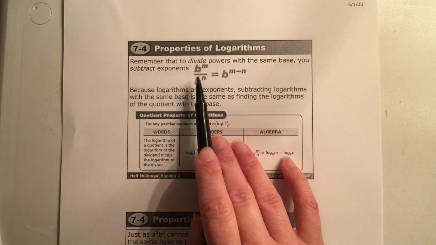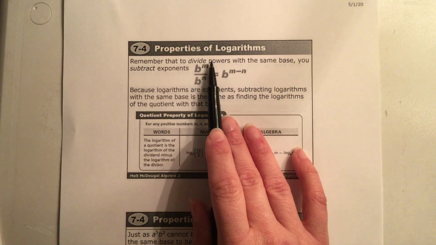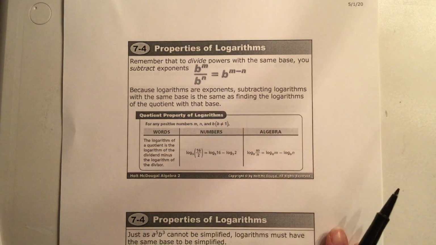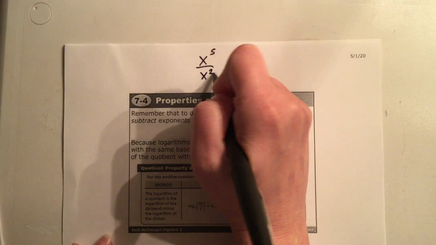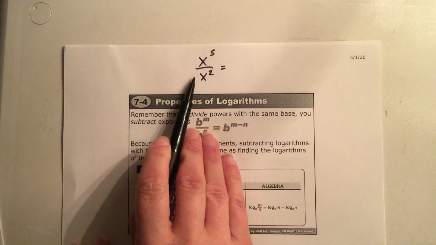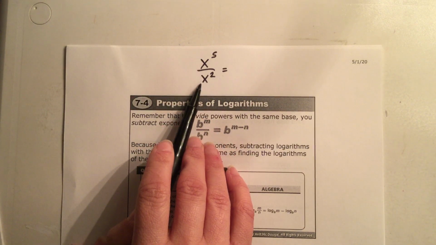Okay, so if you have the same base on top and bottom, you write the base once. Then you subtract top exponent minus bottom exponent. So here's an example. If I have x to the power of 5 over x to the power of 2, you don't want this as your final answer because it's not simplified. You can't have x's in your solution more than once.